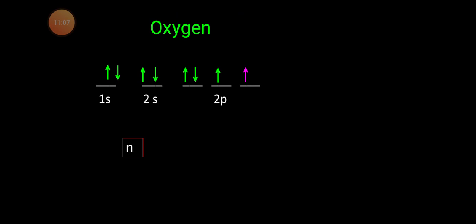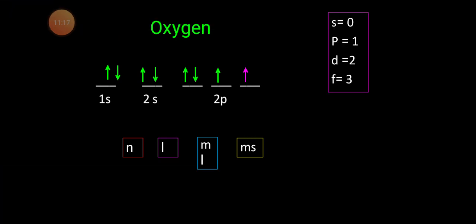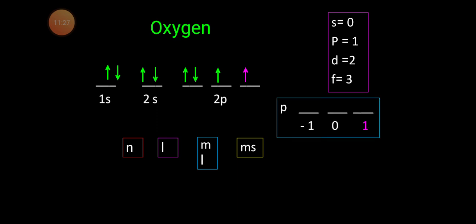That is mentioned in a different color. For that, the n, l, ml and ms values should be known. We have to find the four quantum numbers for that last electron. According to that, the simple terms are: s equal to 0, p equal to 1, d equal to 2, and f equal to 3. These are the values of l. For the last electron, n is equal to 2, l is equal to 1, and ms is equal to plus half.